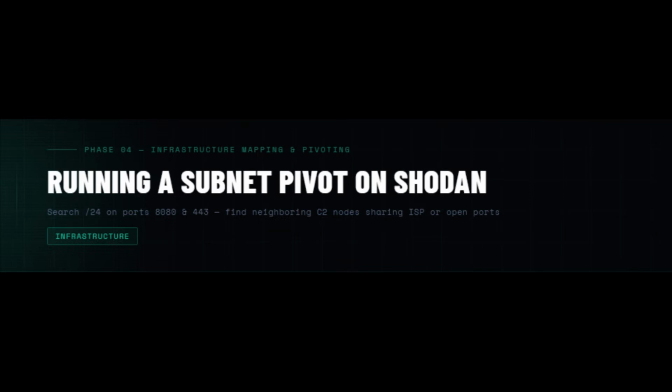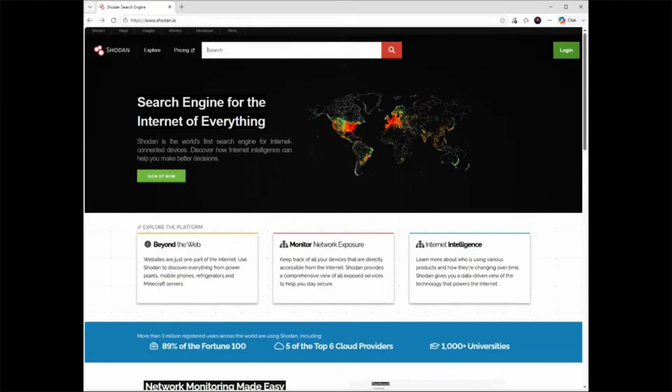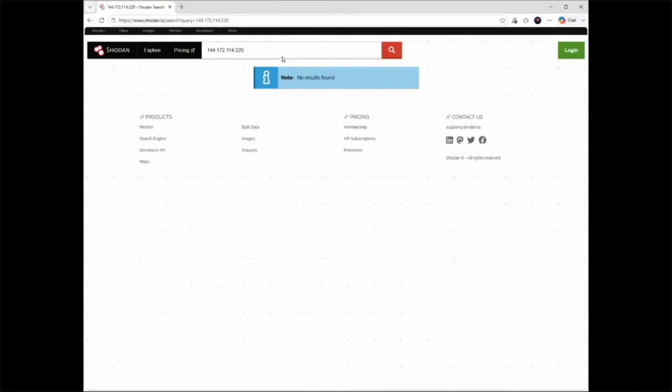Next, I'm running a subnet pivot on Shodan to investigate related network infrastructure. No results were found. This means that the infrastructure is no longer active or isn't visible through Shodan.